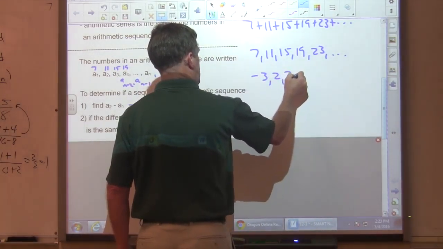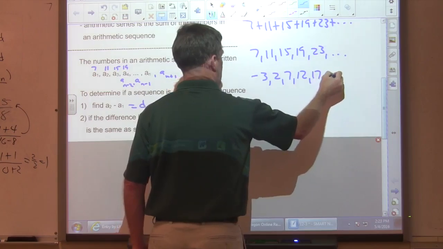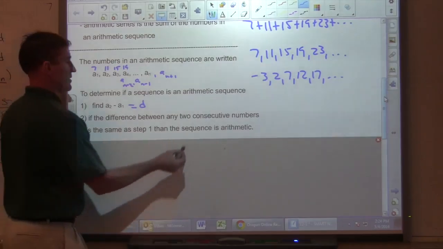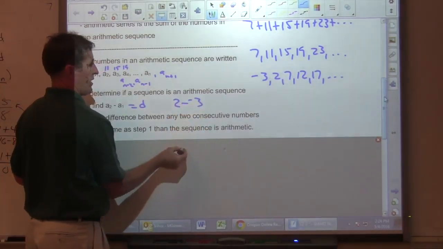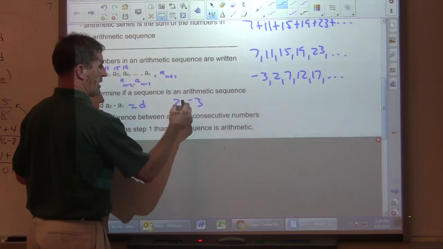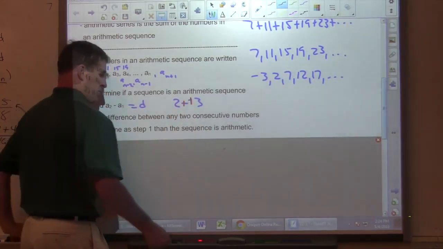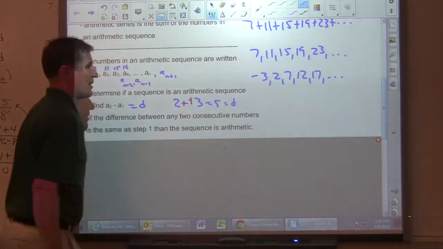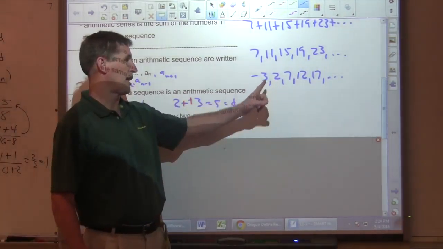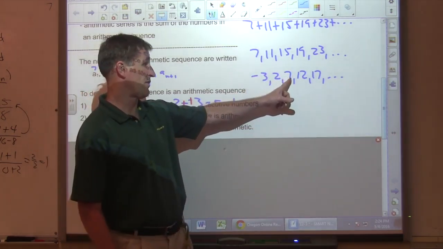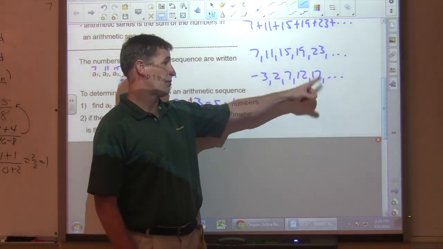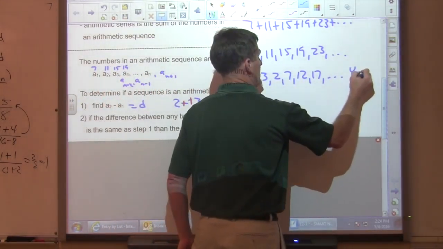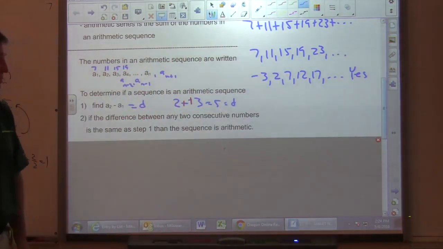So for an example in the book, if you look at the first example, it says -3, 2, 7, 12, 17, and so on. All we do is take a2 minus a1, so 2 minus -3. Remember, if it's minus a negative, it becomes plus a positive. So in this case, this is 5, so that's d. Now we just check. If we add 5 every time, do we get the numbers in the sequence? So 2 plus 5 is 7, 7 plus 5 is 12, 12 plus 5 is 17. So from the information here, the answer is yes, because it went up by 5 every time.